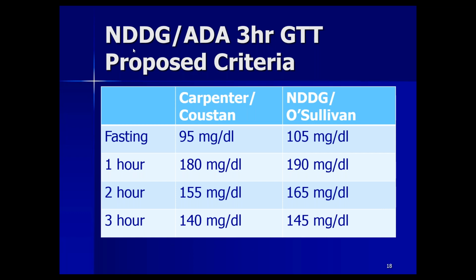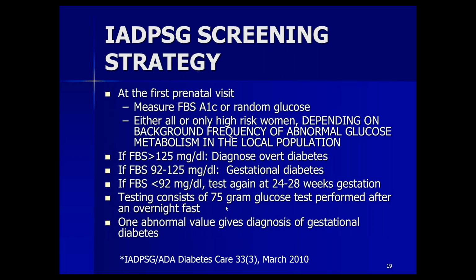If you're using the National Diabetes Data Group or the American Diabetes Association numbers, here are the Carpenter and Coustan numbers, and then looking at the older numbers from the O'Sullivan studies, you'll see that those are a little bit different. 95, 180, 155, 140 for the Carpenter-Coustan. Any 2 of those abnormal will give you that diagnosis. O'Sullivan, same thing, different numbers, but any 2 abnormals gives you the diagnosis. This is another way to screen.